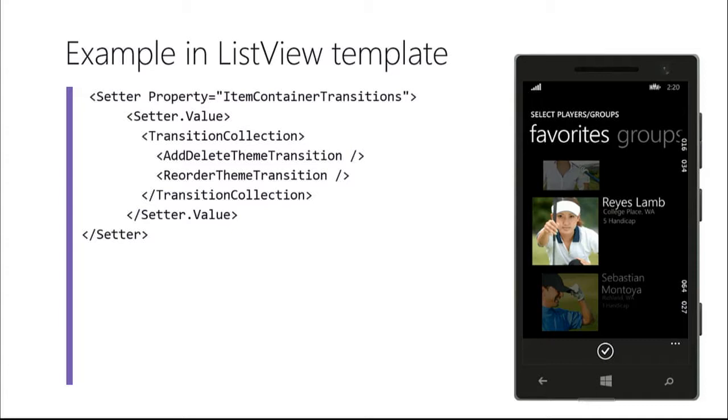So this is the animation that you get for free when you add the reorder theme transition to a list and you enable the reordering capabilities. Just by adding that one line of code to your list, you can get that capability. And again, it matches the signature experience and the performance of the system characteristics.